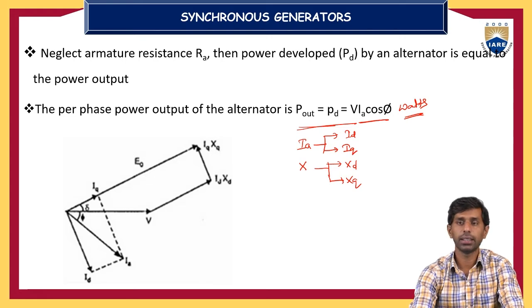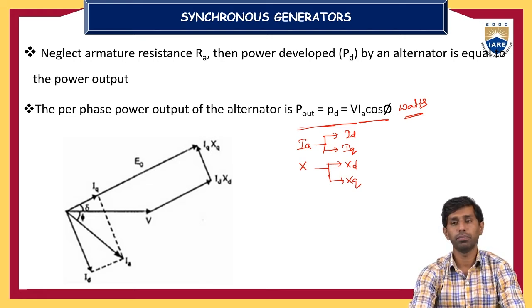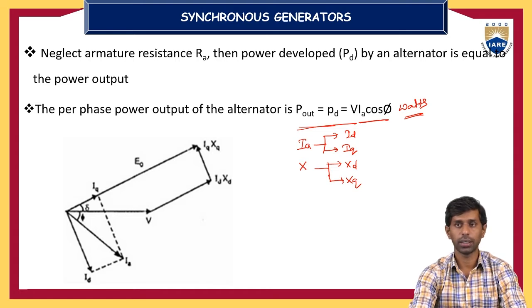We can analyze the machine performance in the direct axis as well as the quadrature axis because the reluctance offered by the salient pole alternator is non-uniform. The reluctance offered by the salient pole alternator along the D axis is very much less than the reluctance offered along the Q axis, that is called the quadrature axis.